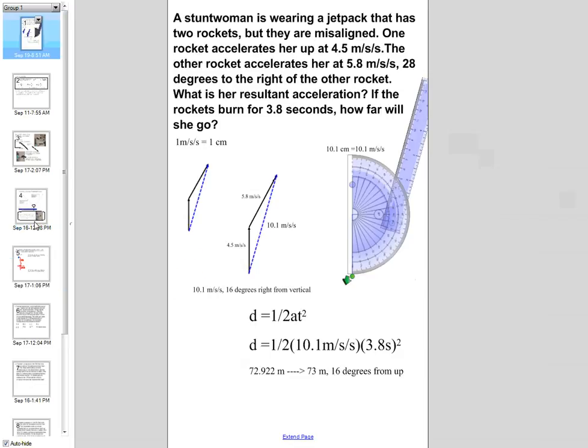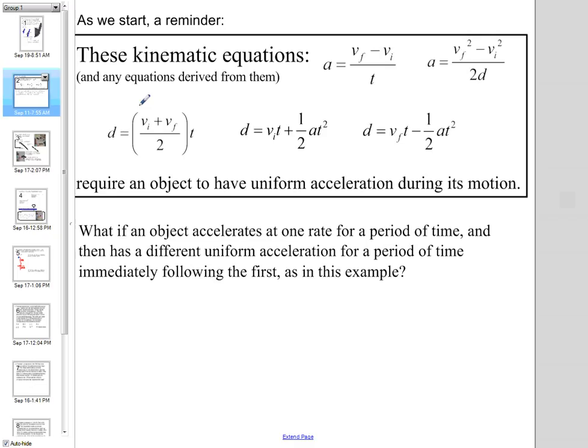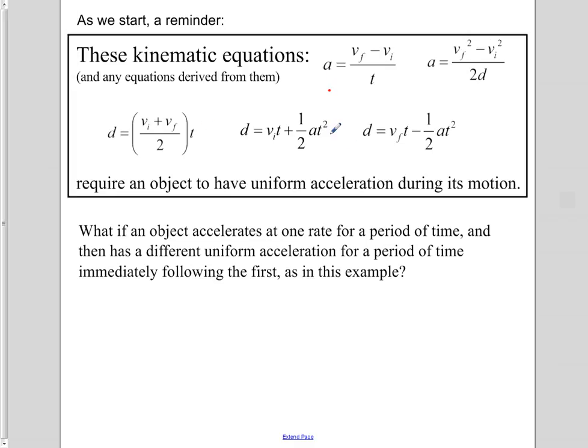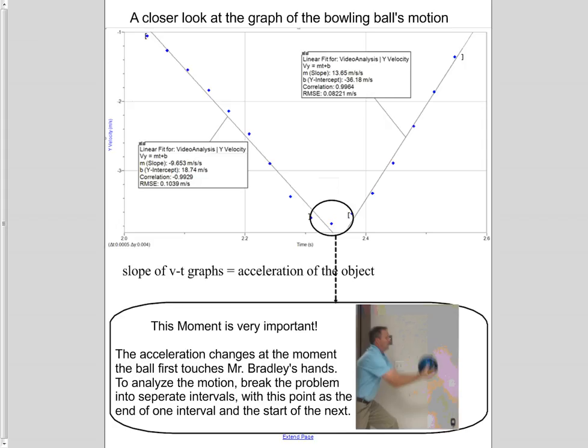Because all of our equations, remember, only work if we have uniform acceleration. That means that in a problem like this, a classic fall and stop problem, where there was one acceleration for one period of time, and then at the moment where Bradley touched it, its acceleration changed.